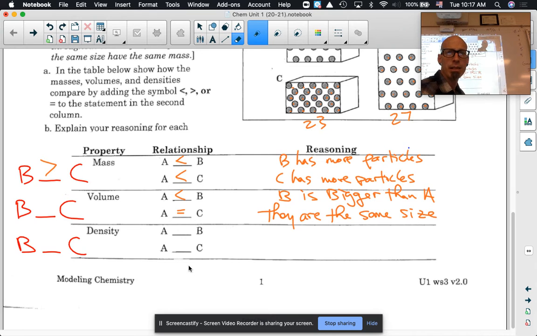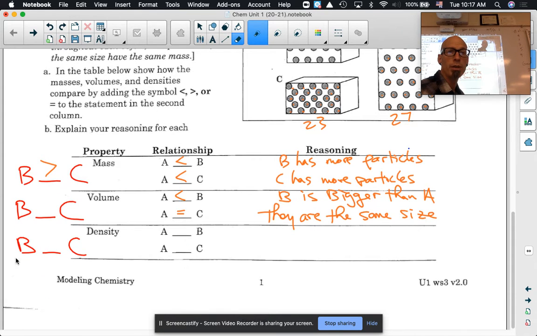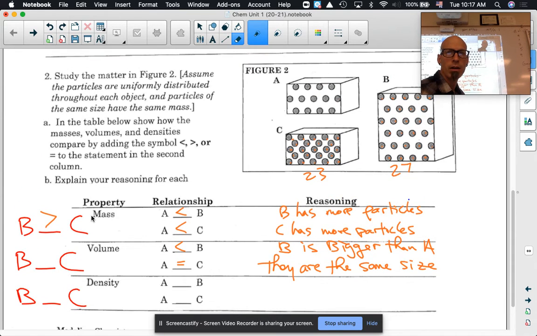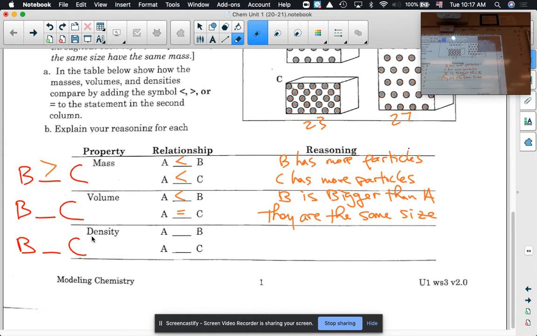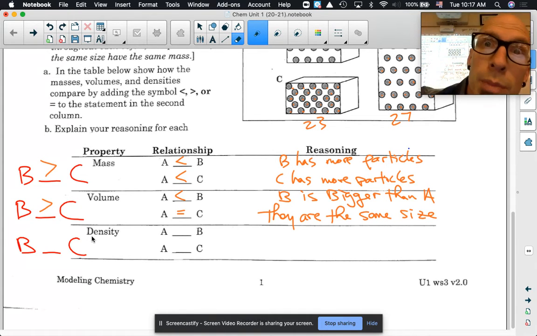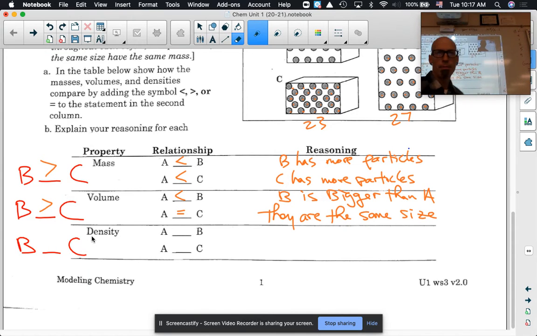And finally now density. Compare A and B. Oh no, we didn't do B and C. I hope you can clearly see that B and C do not have the same volume, and that B's volume is bigger than C's. How do we know? Because it's a bigger box. It takes up more space. It's larger. All right. Where was it? Oh yeah, density.